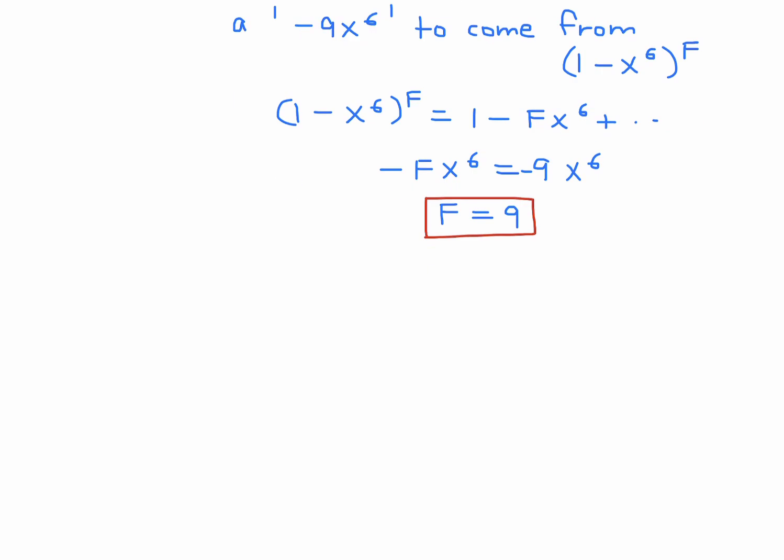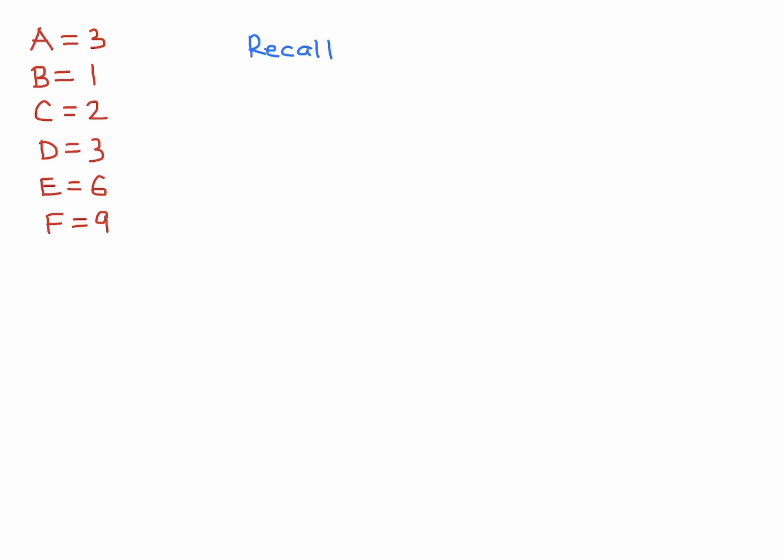So there we go. We've gotten all the letters. And I will summarize all those letters. A we got as 3, B is 1, C is 2, D is 3, E is 6, and F is 9. Now recall, those were the big ones.